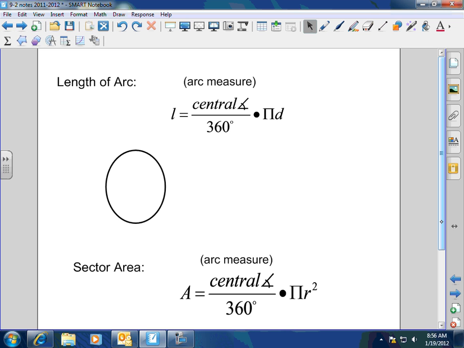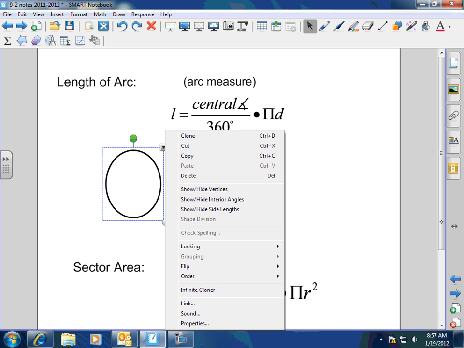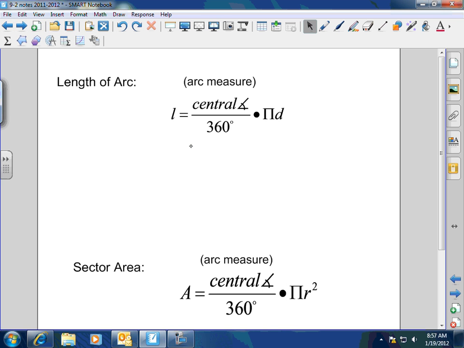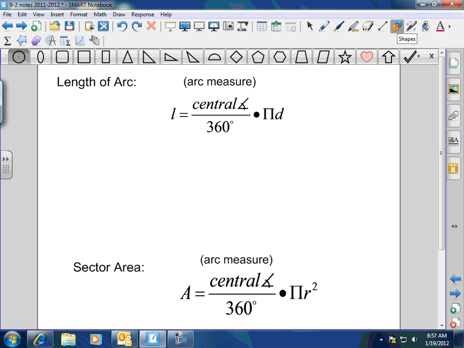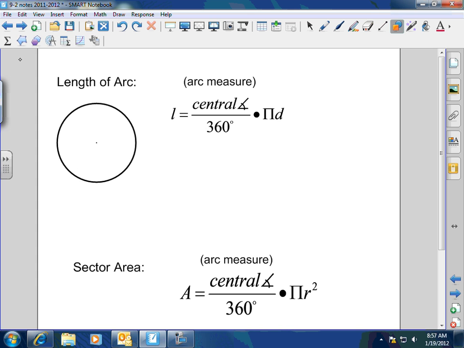Now, we can also find arc length, which is an actual length. This is a distance. It is not a degree. And we can also find sector area. So let's go ahead, and actually that's not looking like a circle at all. That looks like an ellipse. So let's do a circle. All right, much better.